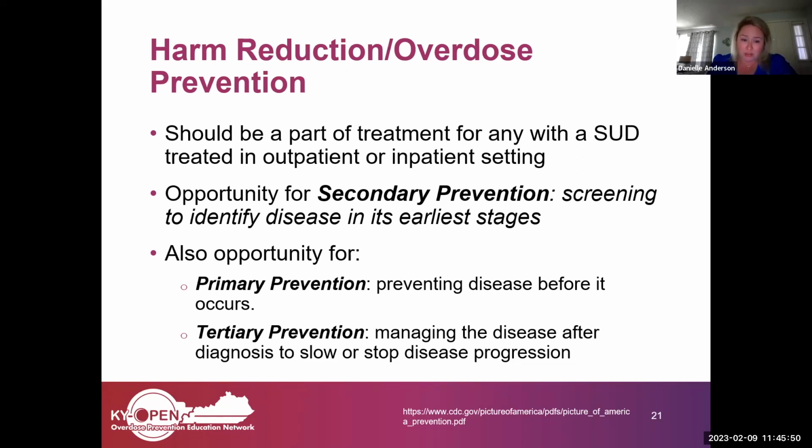And it's also an opportunity for tertiary prevention. And this is managing the disease after diagnosis. So an example of this could be identifying hepatitis C in somebody that has a stimulant use disorder to prevent the progression to cirrhosis or cancer.